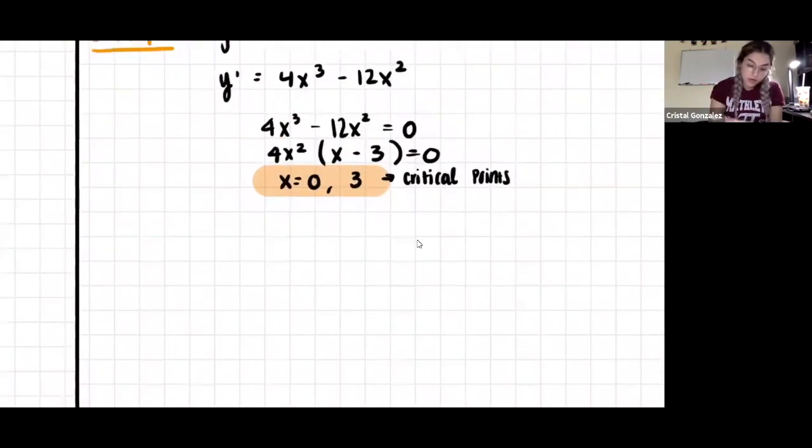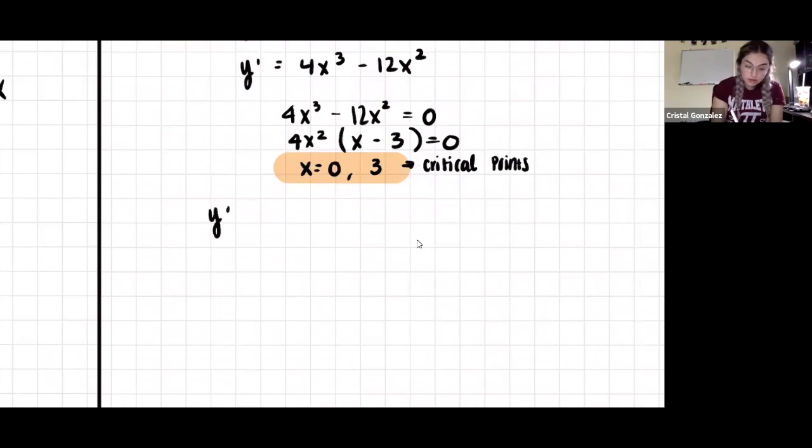So we'll go ahead and take the second derivative of our function. Our first derivative is up here, 4x cubed minus 12x squared. So our second derivative is going to be 12x squared minus 24x. And now what are we going to do with our second derivative? What we want to do is test our critical points.